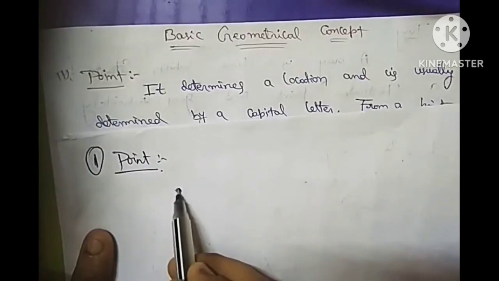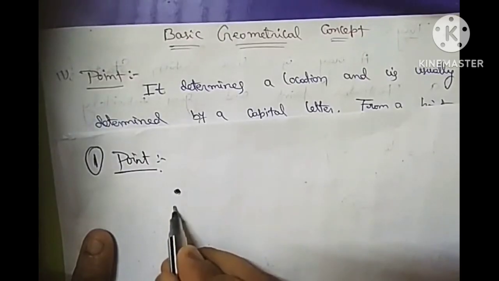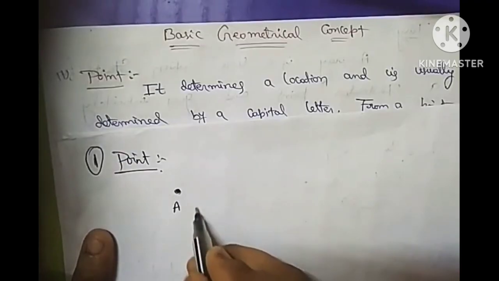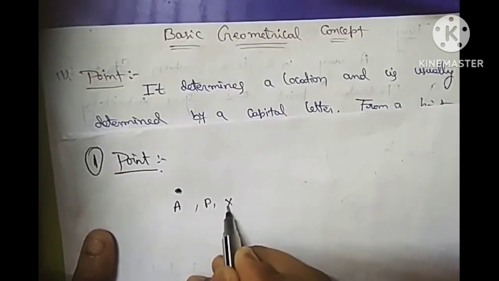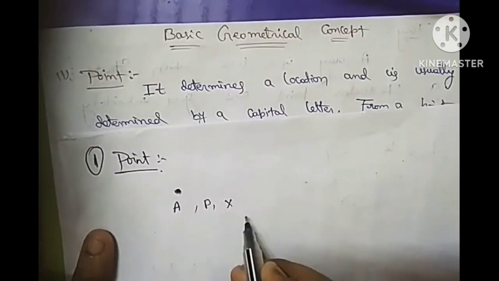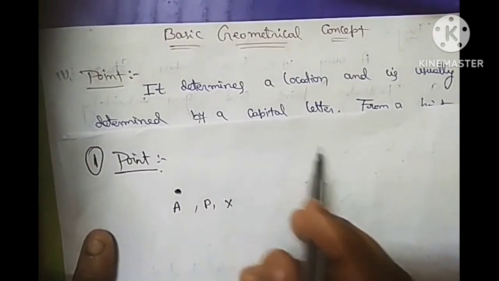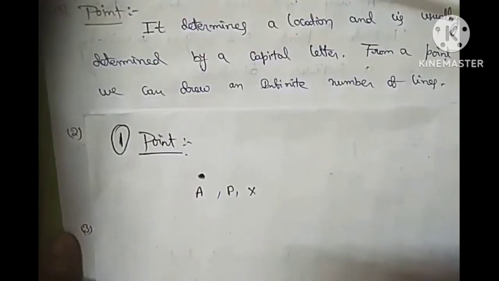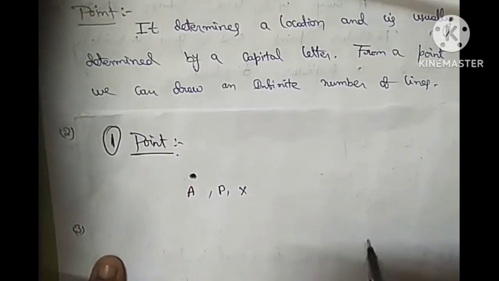How will we determine this point? Usually by a capital letter. For example, I am using A, or we can use P, or we can use X, anything. In alphabetical letters we can use any letter, and it should be a capital. And from a point we can draw an infinite number of lines.